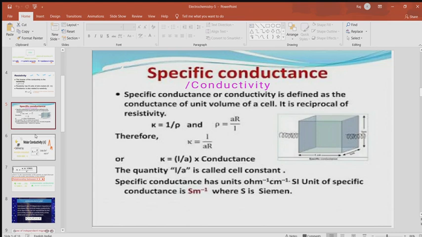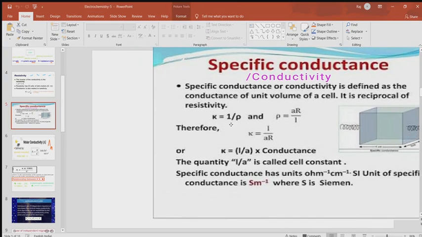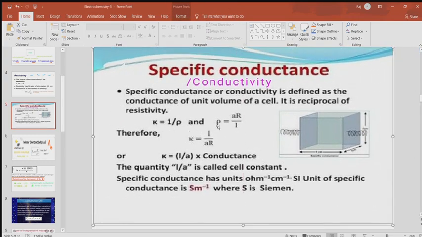Therefore, K is equal to 1 upon ρ. Therefore, ρ is equal to R into A upon L, so K is equal to 1 upon R into L upon A. Therefore, K is equal to 1 upon R into L upon A, which is 1 upon A into conductance. The quantity L upon A is called the cell constant.